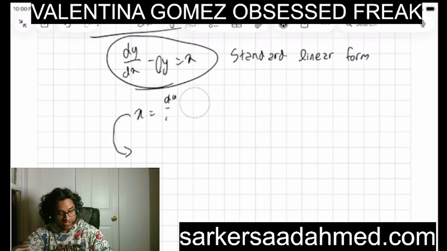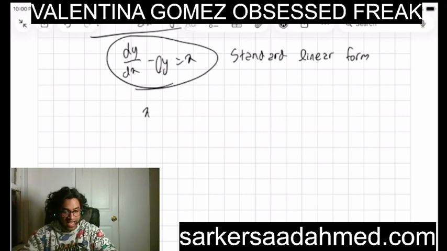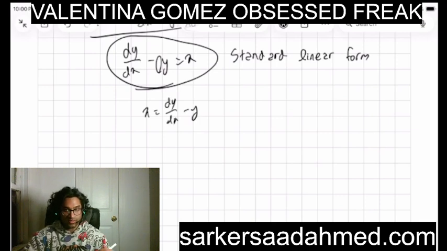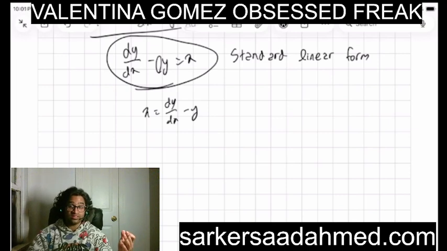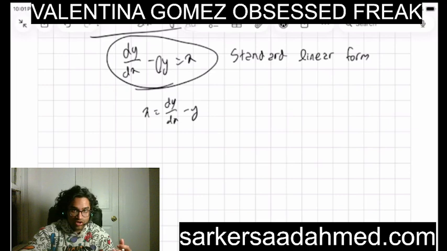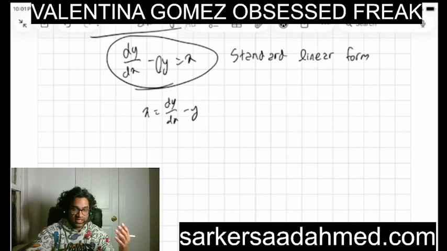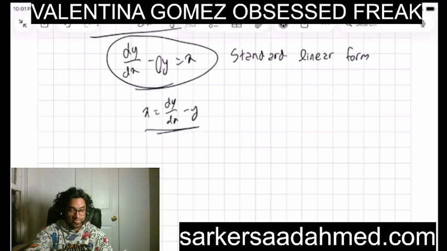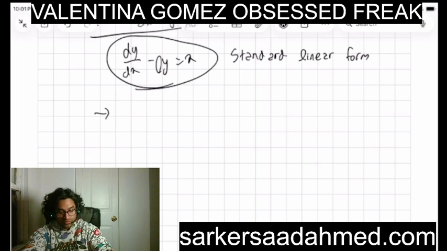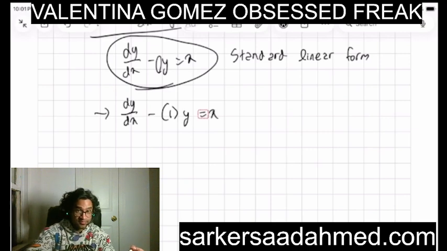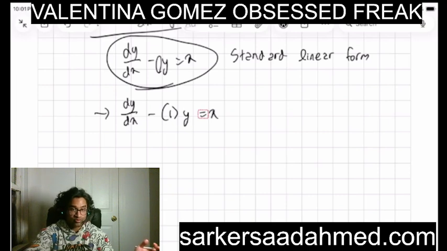If I were to write this equation and avoid writing x is equal to dy by dx minus y, the only time you can write like that is if you're 1000% sure that the way you wrote the standard linear equation is correct, because writing like this means you're overly confident. So be safe. This is written in the format dy by dx minus 1y is equal to x. Minus y means minus 1 times y.